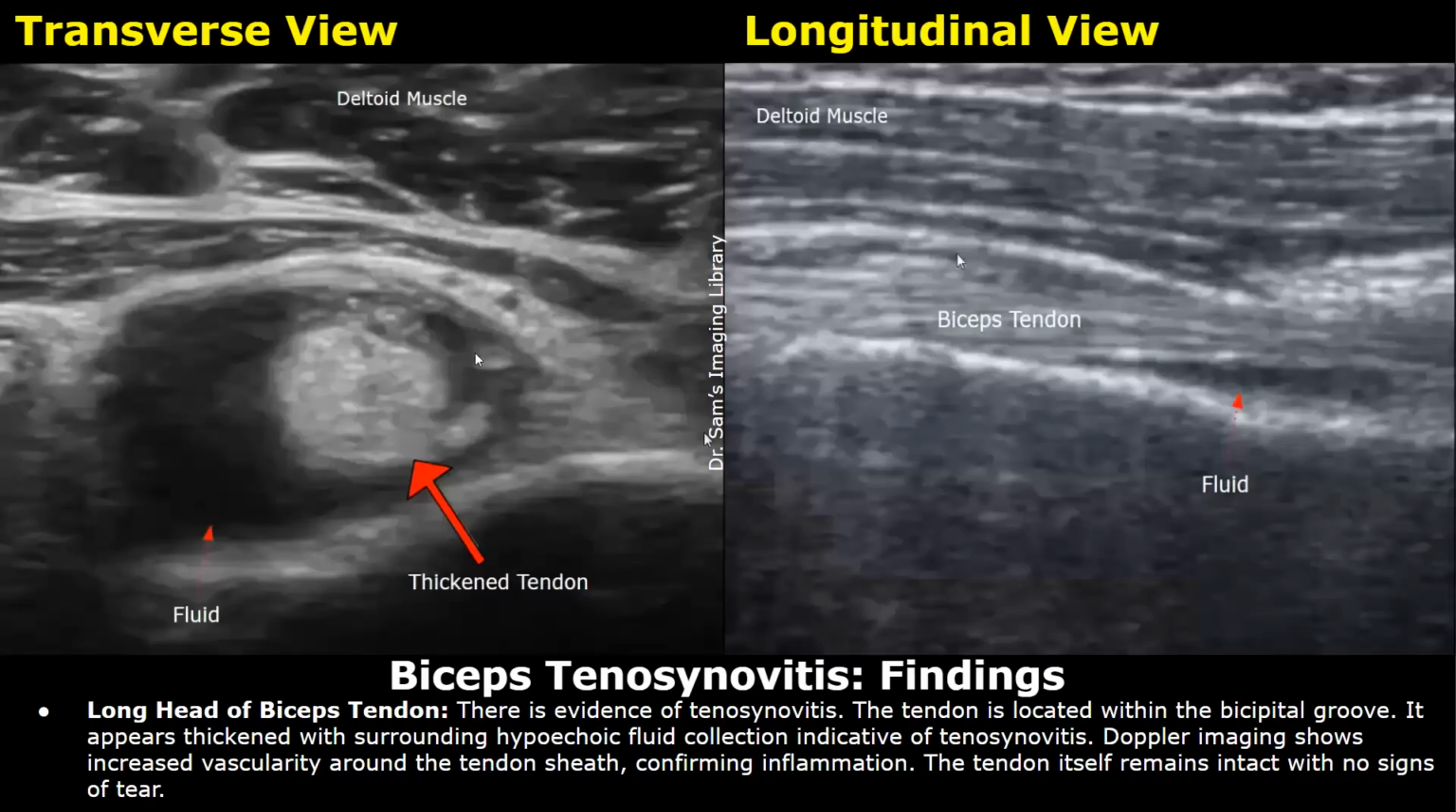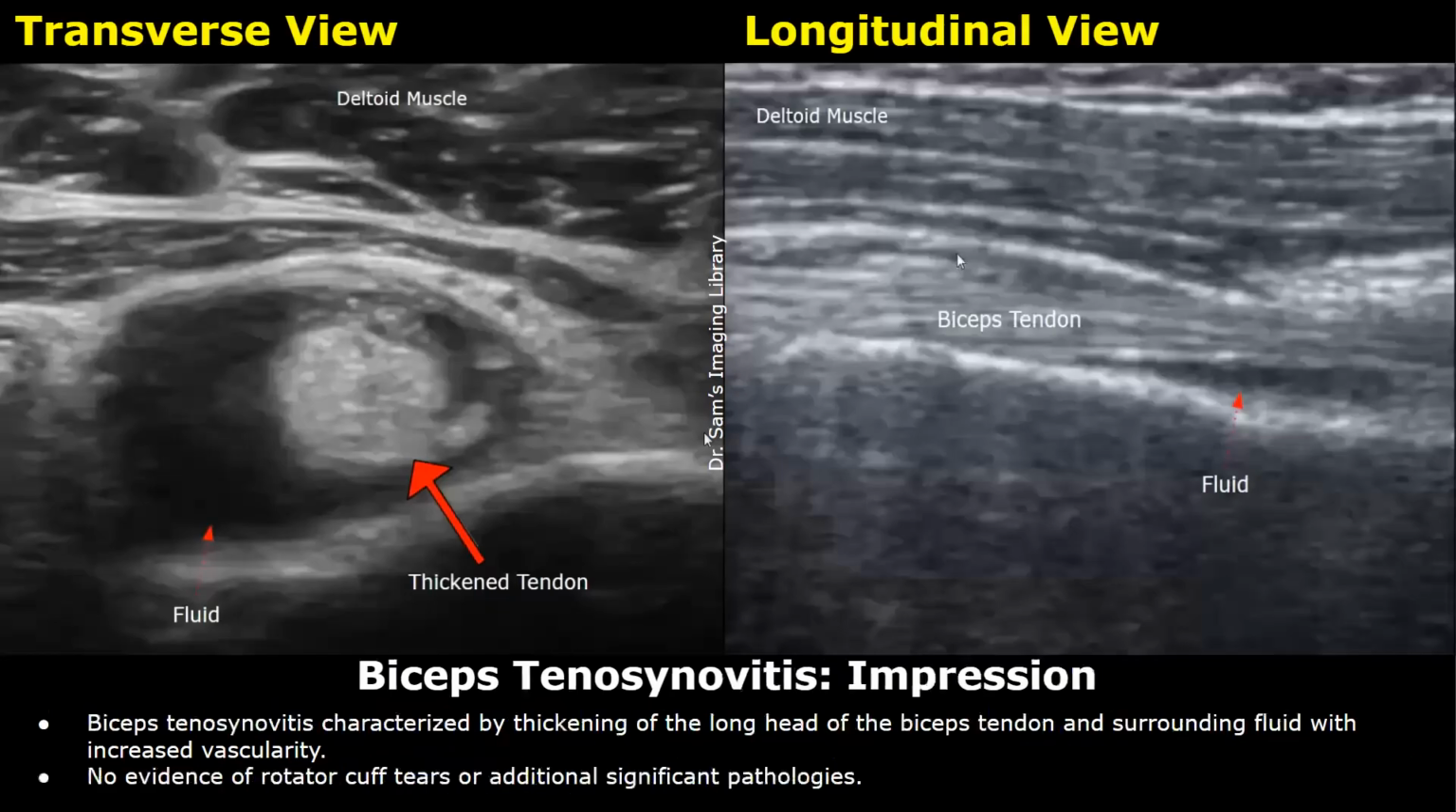Doppler imaging shows increased vascularity around the tendon sheath, confirming inflammation. The tendon itself remains intact with no signs of tear. This is the impression, biceps tenosynovitis characterized by thickening of the long head of the biceps tendon and surrounding fluid with increased vascularity.